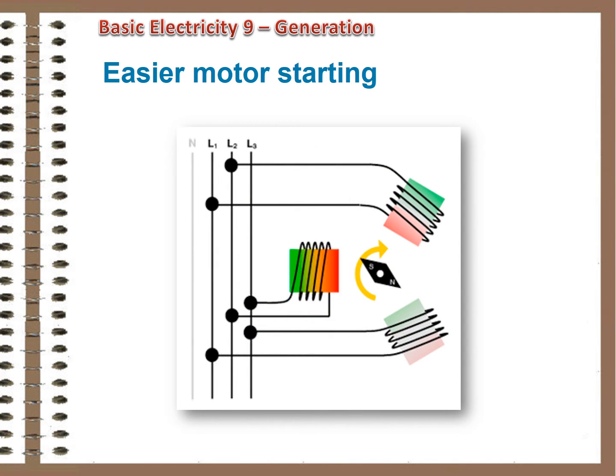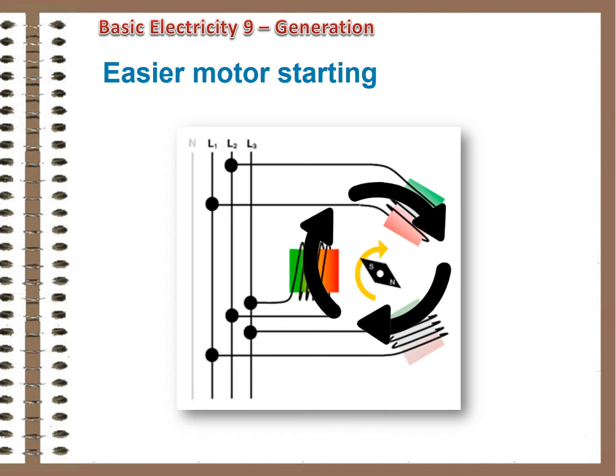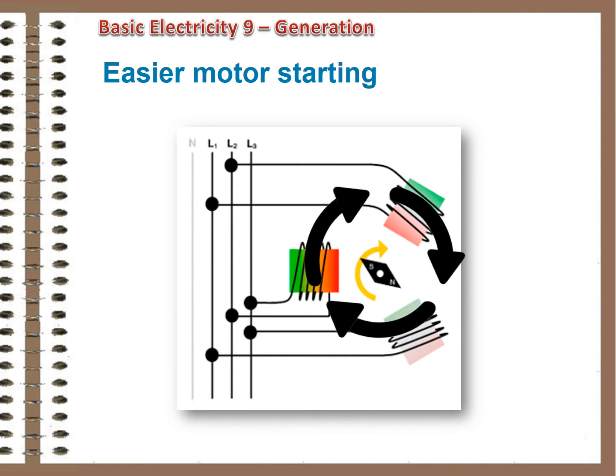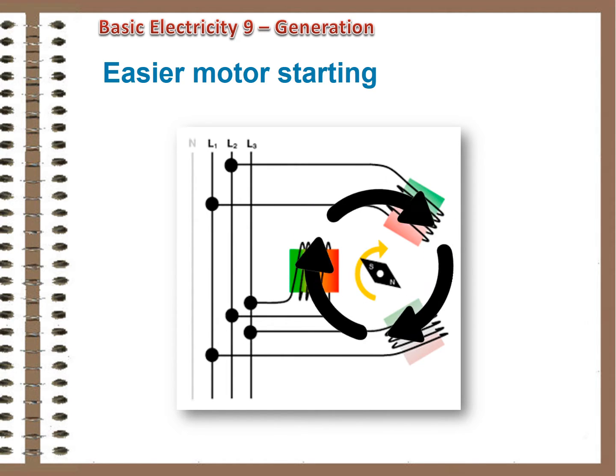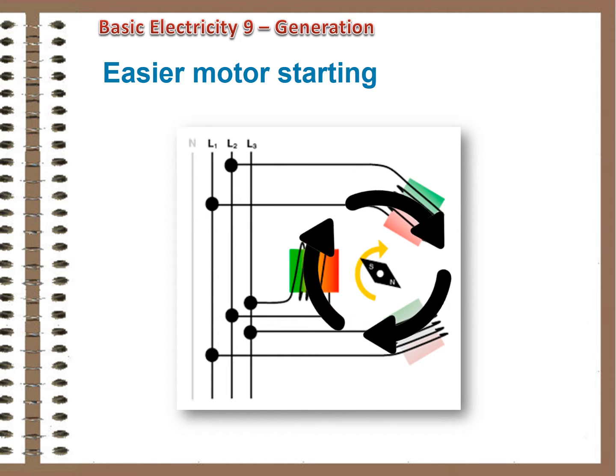Using 3 phases that arrive 120 degrees apart creates a rotating field around the motor shaft that drags it forward and gets it up to speed. A 3-phase supply makes large motors easier to start. And that's why we have 3 phases, not 4 or 5 or more. 3 is the minimum to make a rotating field. More wouldn't help and would cost more.